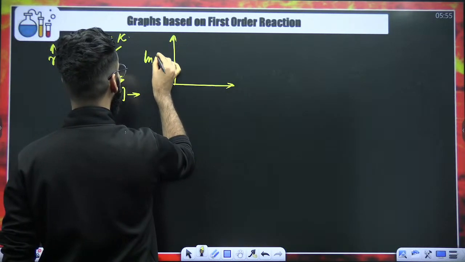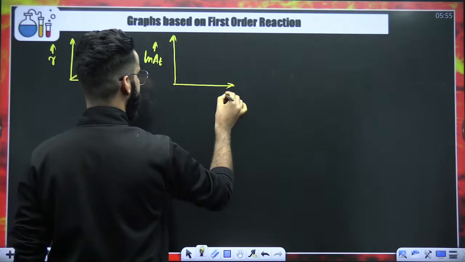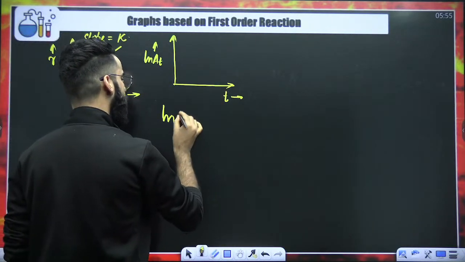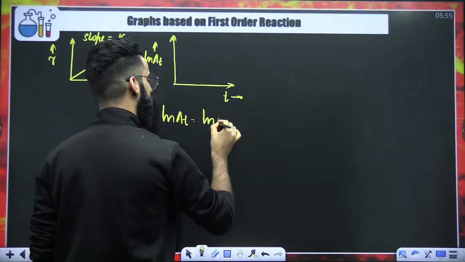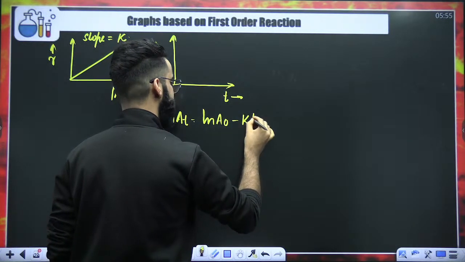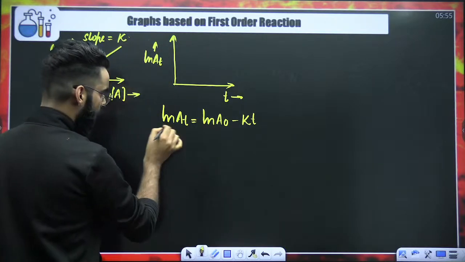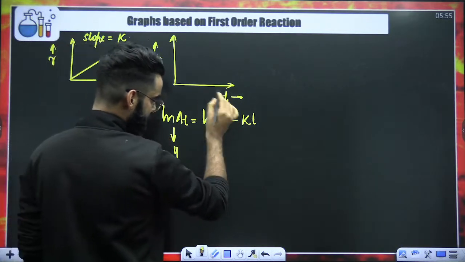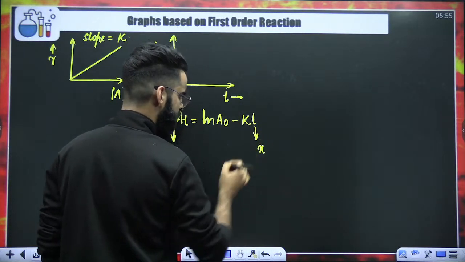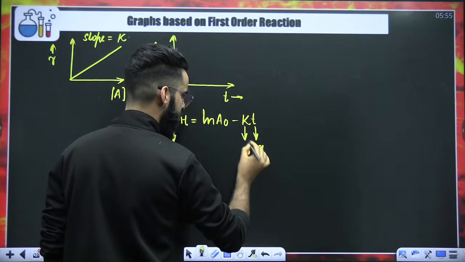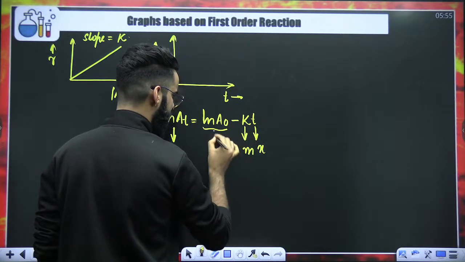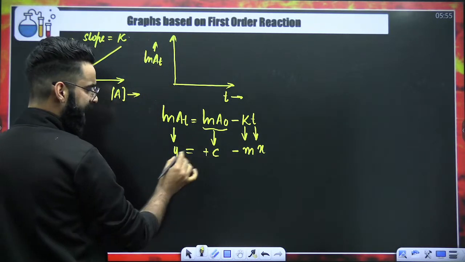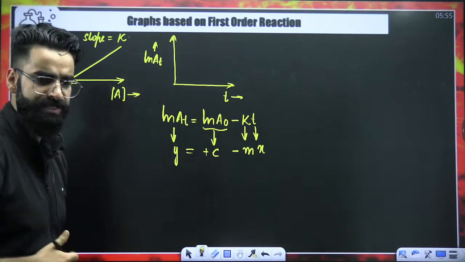The graph has to be between ln of At versus t. What is the equation? We know ln of At is equal to ln of A naught minus kt. So this is the equation, correct? Ln of At you're plotting along y-axis, so instead of ln of At, I'm writing y. Time you're plotting along x-axis, so instead of t, I'm writing x. So this is your m. The sign here is minus, and this whole term is going to be your c. And over here you've got equal sign, and this has to be plus. So y is equal to minus mx plus c.